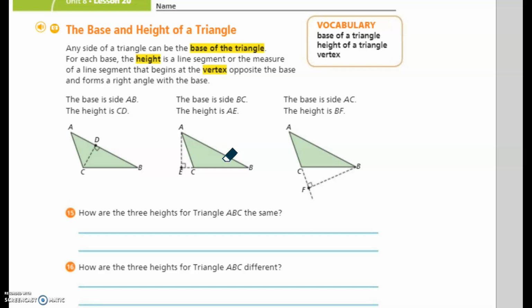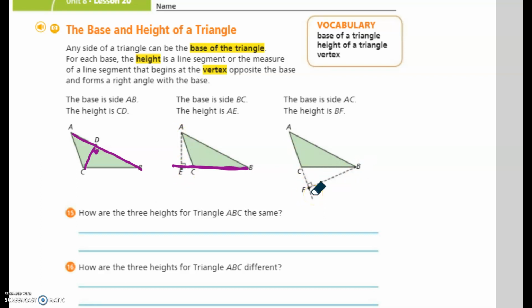And they're trying to tell us that the side of any triangle can be the base. And from that base, you would draw the height. In this angle, the base is AB right here. And where that side forms the right angle with point C, that is your height. Over here, they're using BC. And if you look, to get to A, it's not a 90-degree angle. So they extended the line out here, and then they dropped it down. Same thing over here.